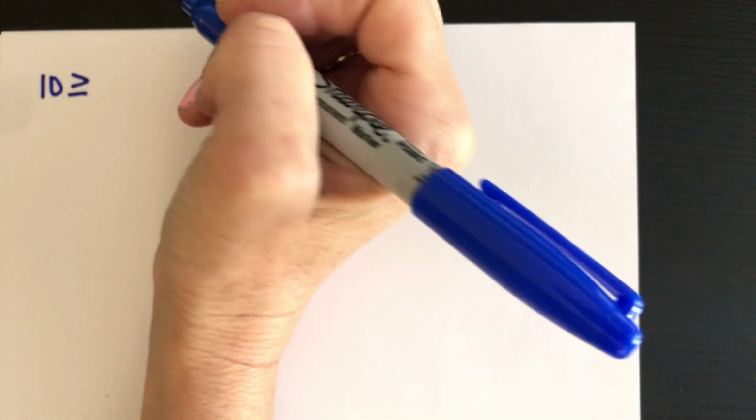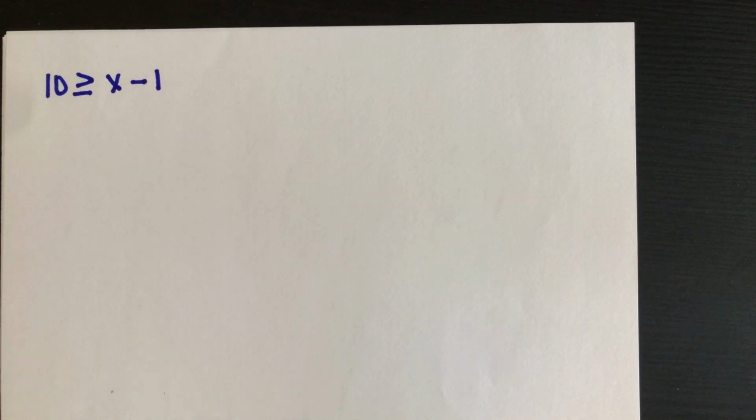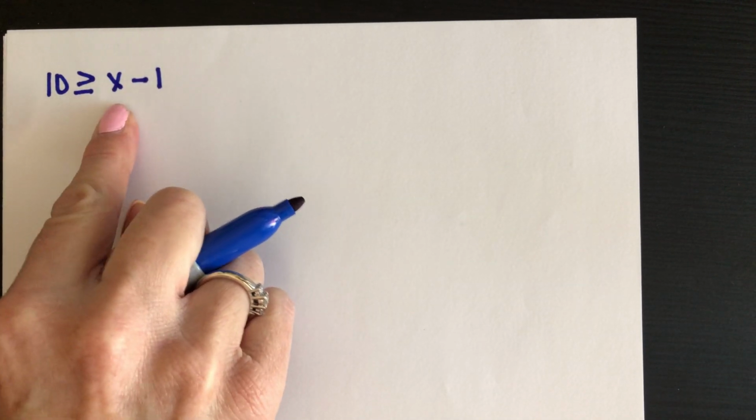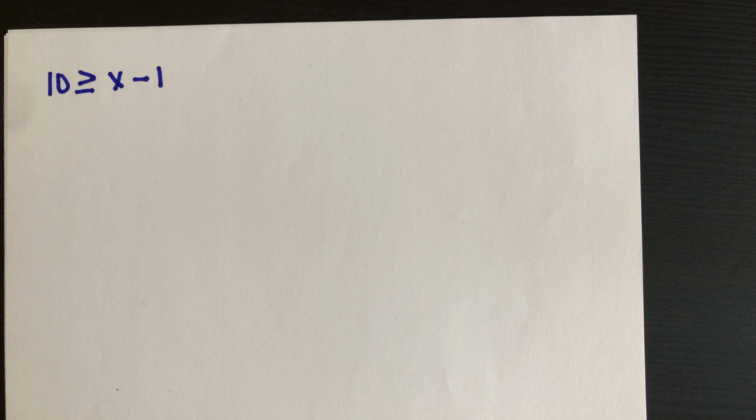What if I had this problem here? What if I said 10 is greater than or equal to x minus 1? With equations, it didn't matter which side the equal sign or the variable was on, but it does matter when we're reading our inequalities. So first thing we need to do is get x alone, just like we've been doing, right?